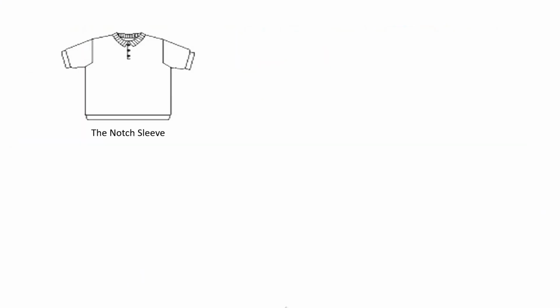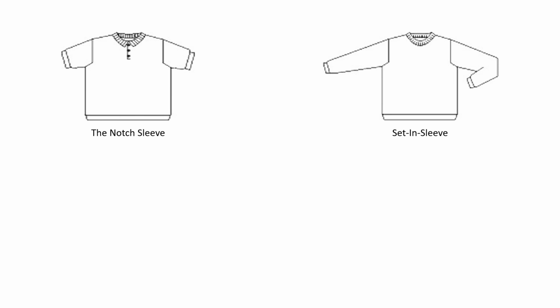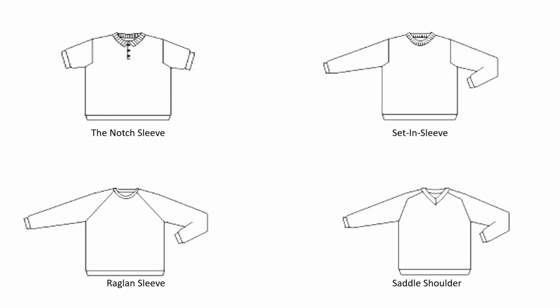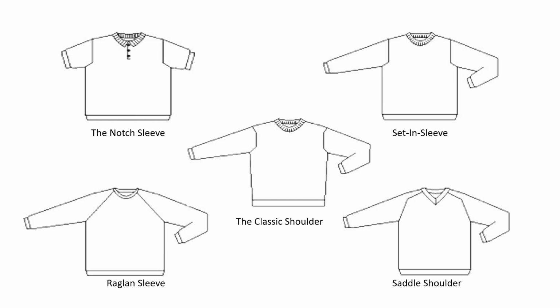Fully fashioned sweaters can be categorized in 5 different ways: the straight shoulder or notch sleeve, the set and sleeve, the raglan sleeve, the saddle shoulder, and the classic shoulder.